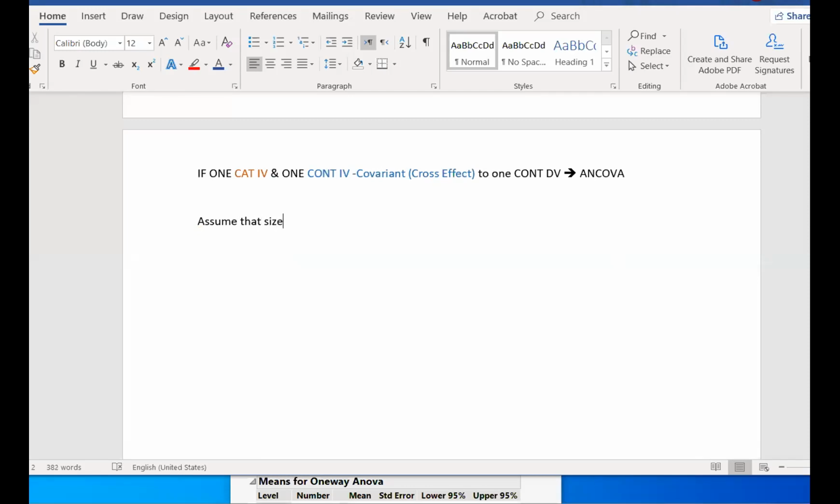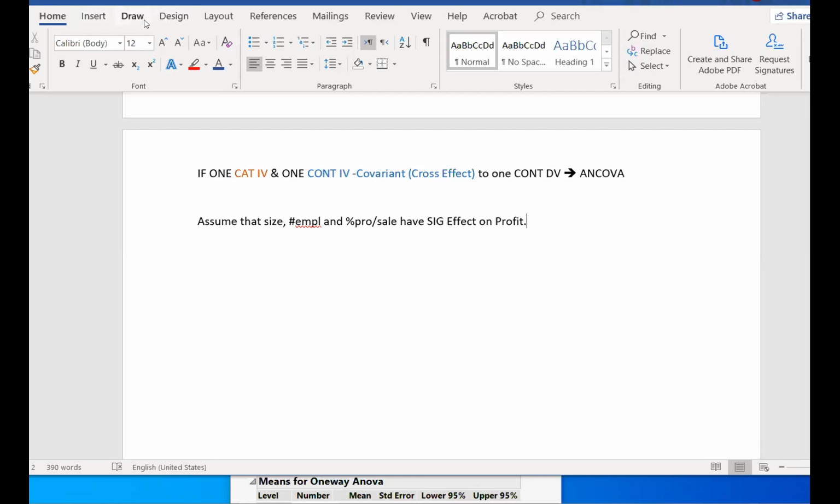size, number of employees, and percent profit per sale have a significant effect on profit. If that's happening, how do I show this as a finalized model? I show it this way.